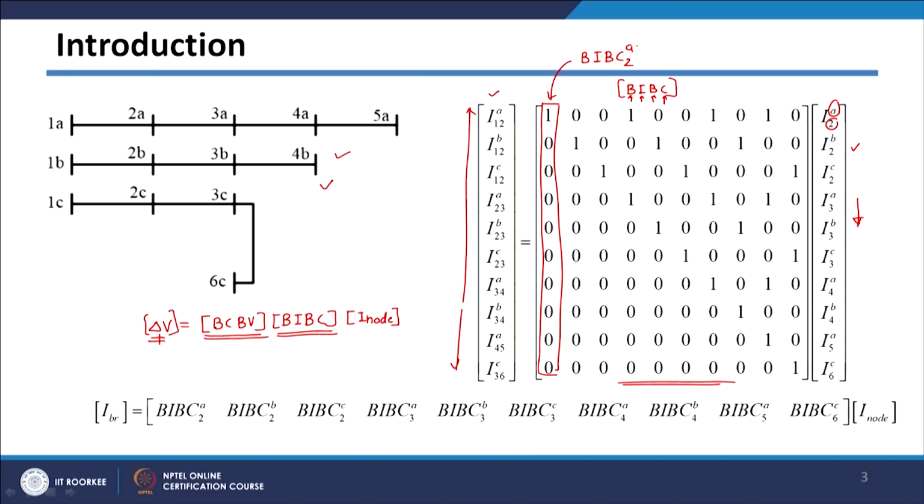In exactly a similar way, if you consider this particular column here, this column will get multiplied by this particular current. This column of the BIBC matrix will be BIBC, corresponding to the 4th node, so 4 will come here, and again it corresponds to phase A, so phase A will come here. So, this column I will call BIBC with subscript 4 and superscript A. Like this, if you write for all the columns, you will get a matrix which looks something like this.